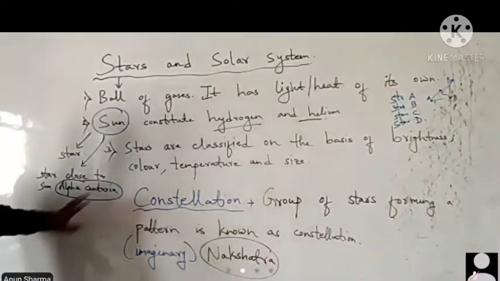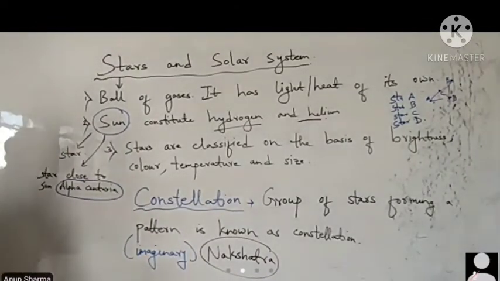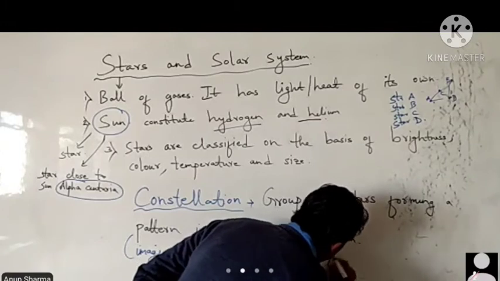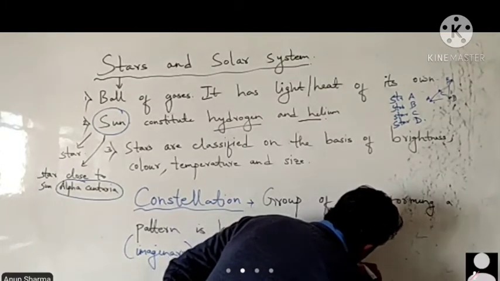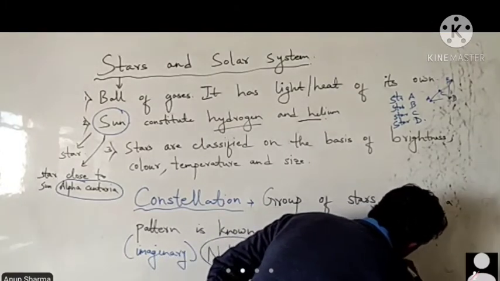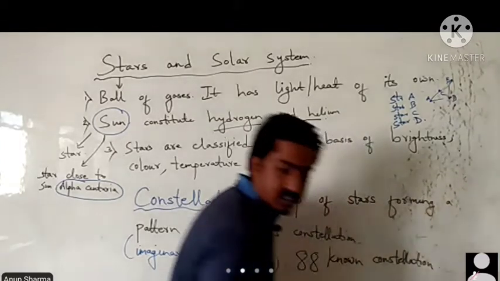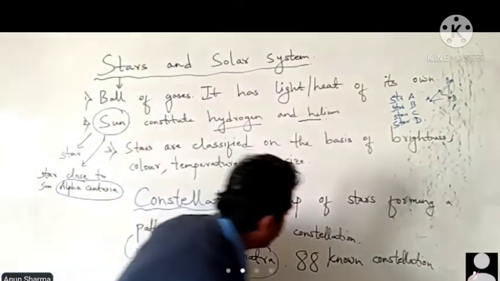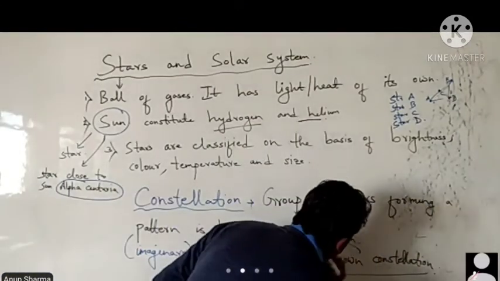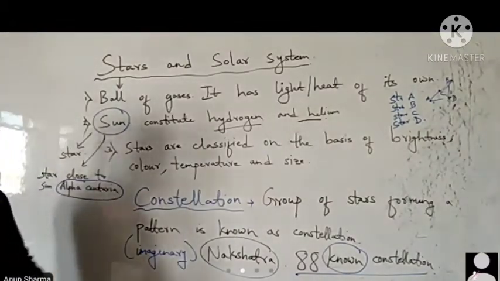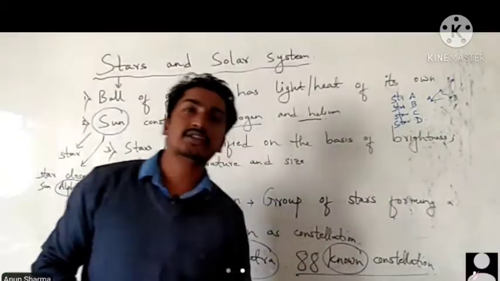So we have many constellations. Till now there are 88 known constellations. Why have I written "known"? Known constellations. Simply, I could have said that there are 88 constellations.